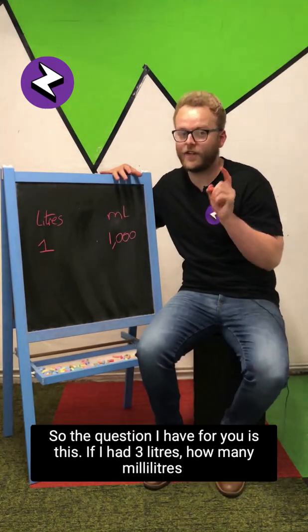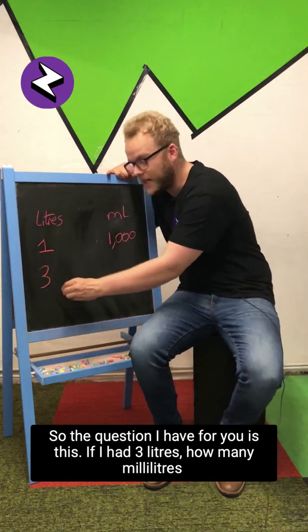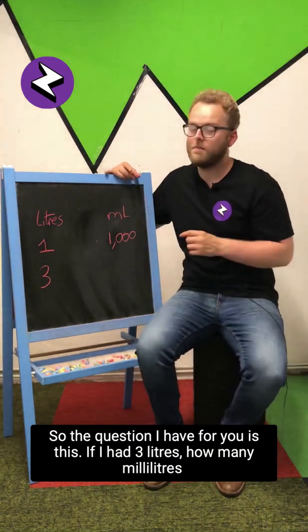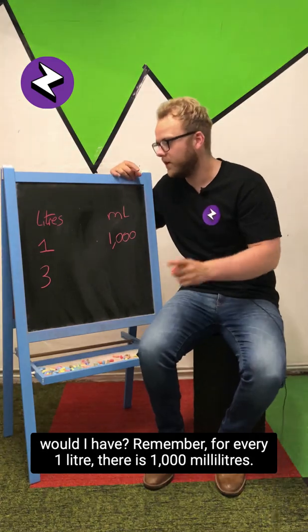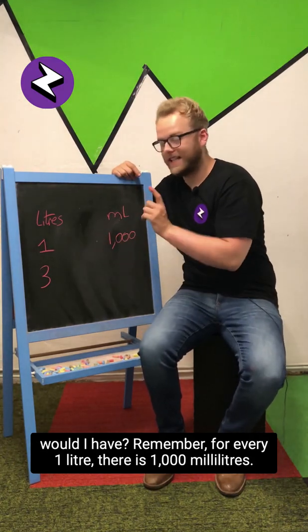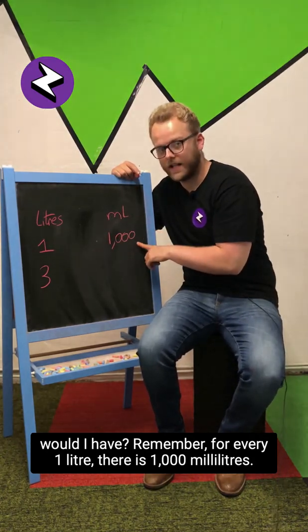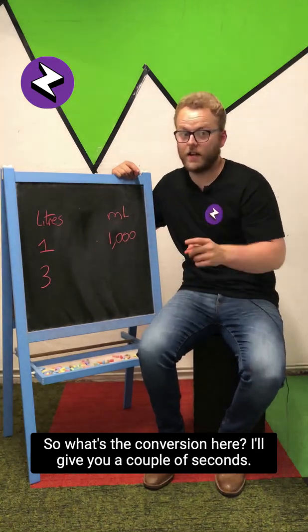So the question I have for you is, if I had 3 litres, how many millilitres would I have? Now remember, for every 1 litre, there's 1,000 millilitres. So what's the conversion here? I'll give you a couple of seconds.